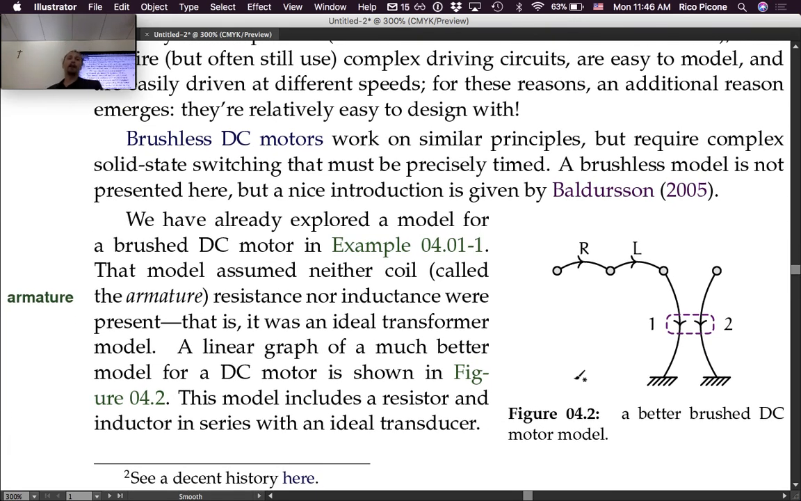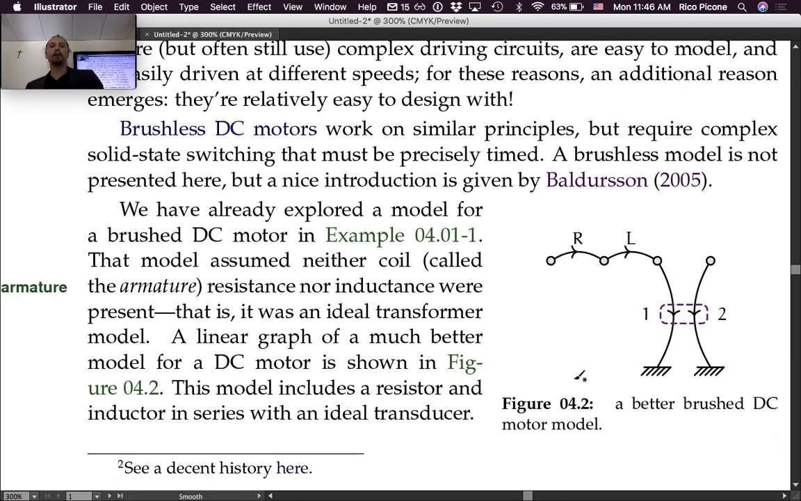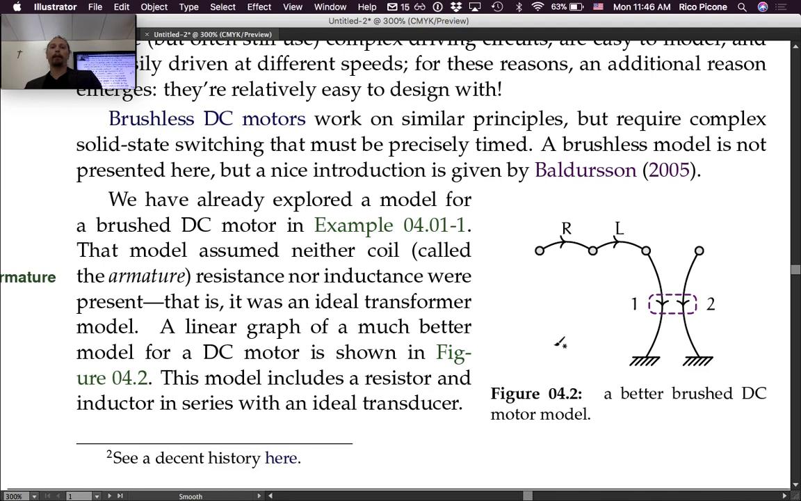We have already explored a model for a brushed DC motor in the first lecture from this chapter. That model assumed neither coil resistance, sometimes also called the armature resistance, nor inductance were present. That is, it was an ideal transformer model. A linear graph of a much better model for a DC motor is shown in this figure. This model includes a resistor and an inductor in series with the electronic side of the transducer.